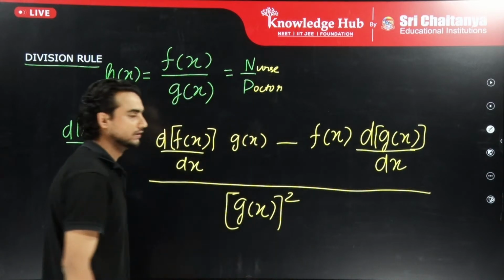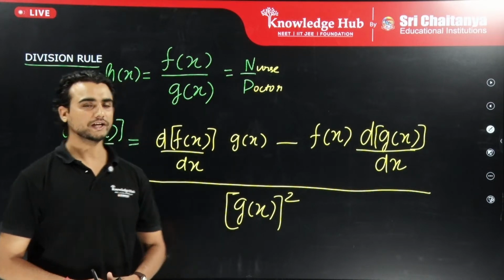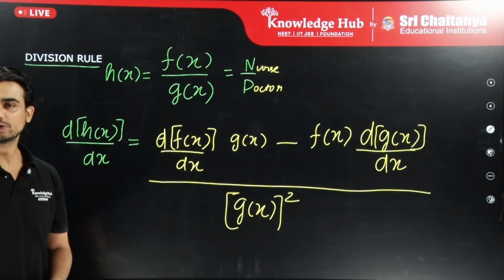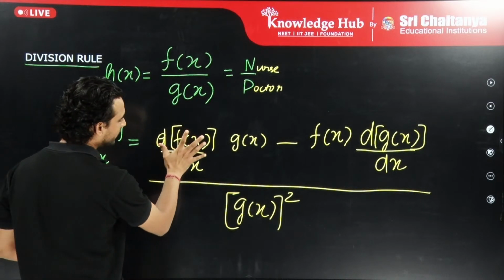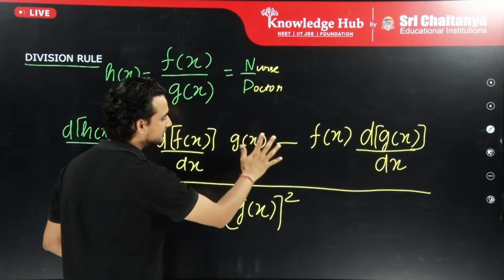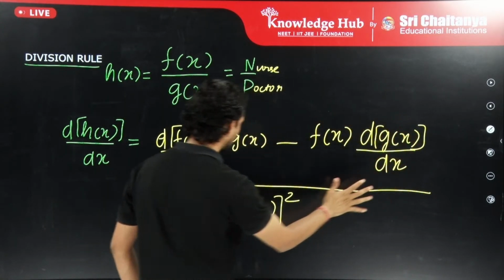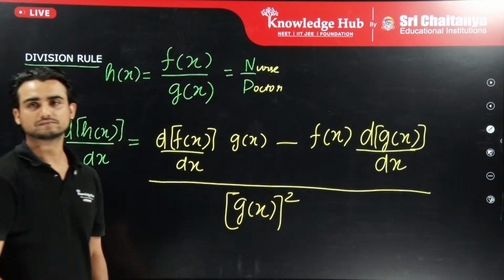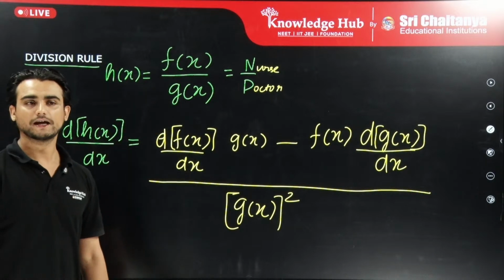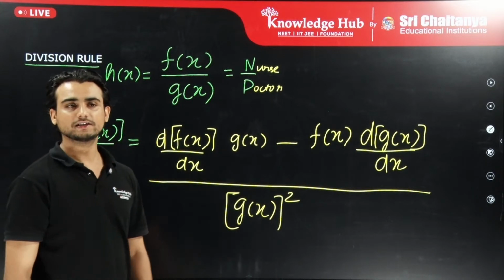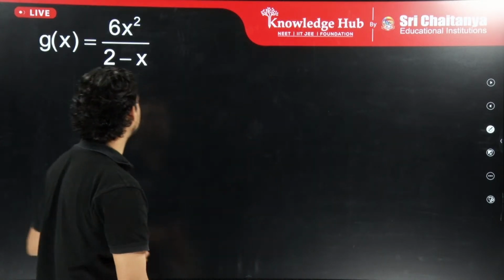This is the formula. This is the way I remembered the formula. I told this trick to you; you can use any other trick. So what is the formula? Differentiate the numerator and keep the denominator as it is, minus keep the numerator as it is, differentiate the denominator, upon denominator square. If I have two functions in division form, I will use this formula to find the differentiation of the function. So let's do a question here.